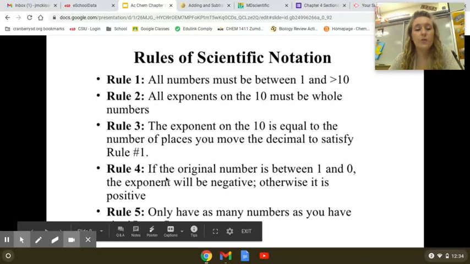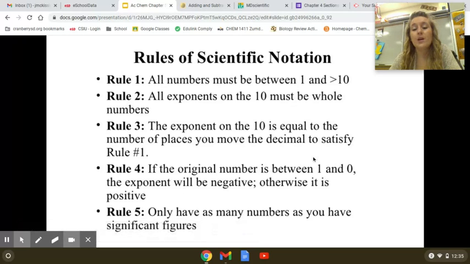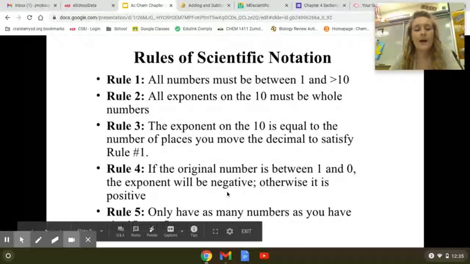Rule 4, if the original number is between 1 and 0, the exponent will be negative. Otherwise, it'll be positive. So again, if we have a really big number, the exponent is going to be positive. If the number is less than 1, it's going to be negative. And then, only have as many numbers as you have significant figures. That's going to come into play later. We're not going to worry about this rule yet. So rules 1 through 4, pretty simple, and we're going to practice some here.